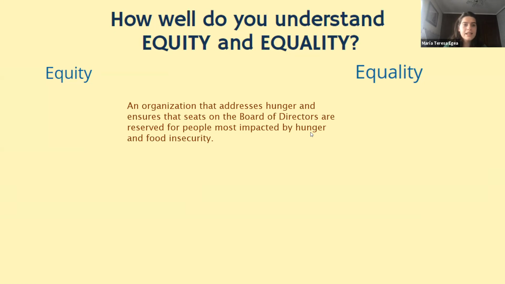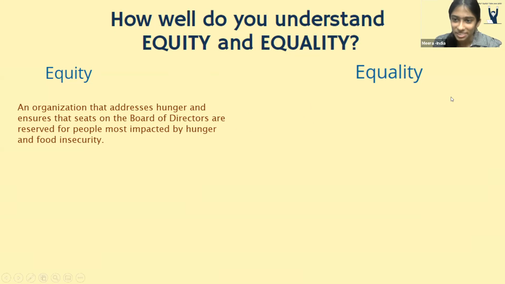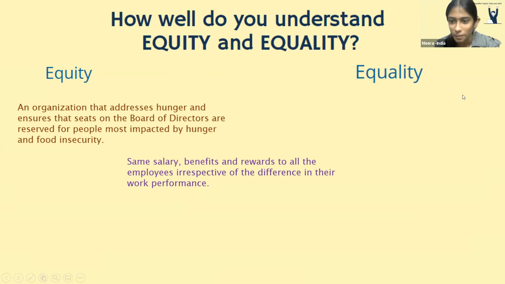Okay, so I see that most people have written equity in the chat box. Mira, would you like to press the button? Right. So yes, the audience is correct. It's equity. Let's move on to the next one.